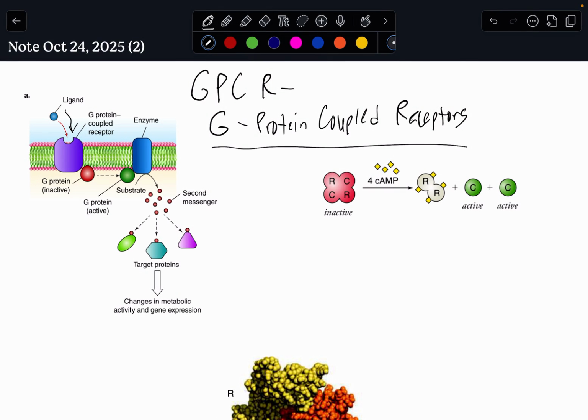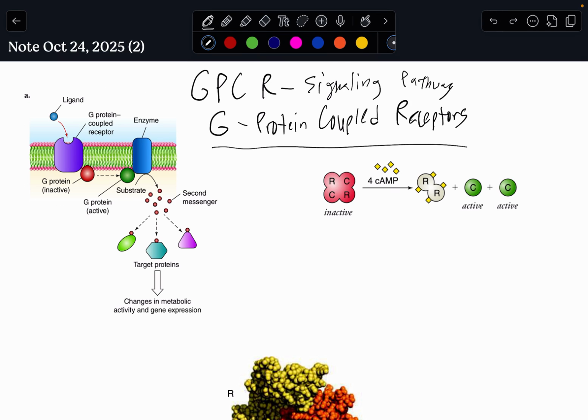Okay, today we're going to be talking about signaling pathways. More importantly, we're going to be talking about the GPCR, the G protein coupled receptor signaling pathway. All right, signaling pathway here. So let's get into it. So first of all, let's take a look at this diagram over here.